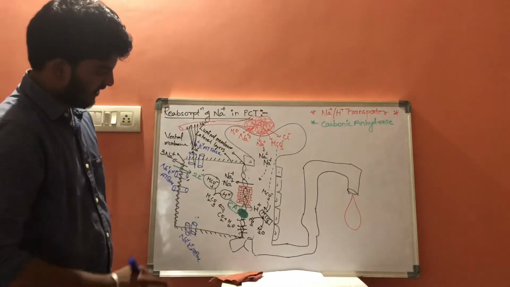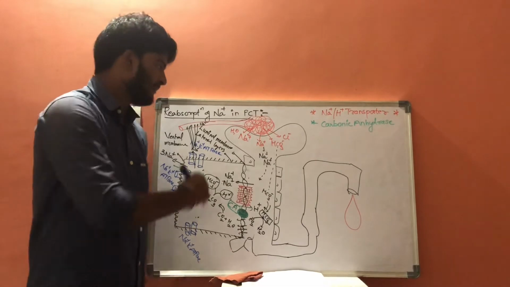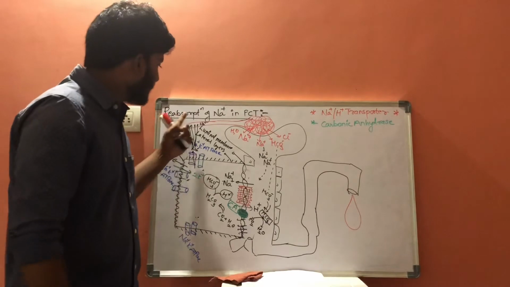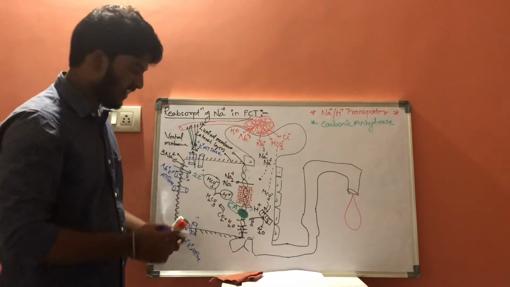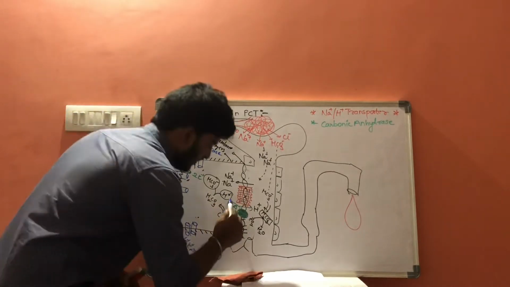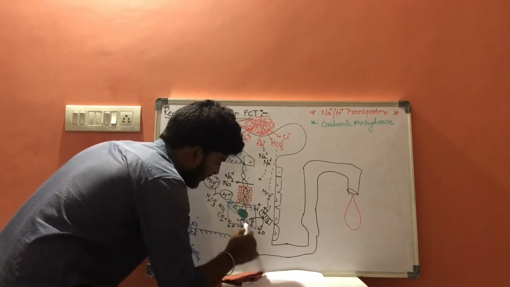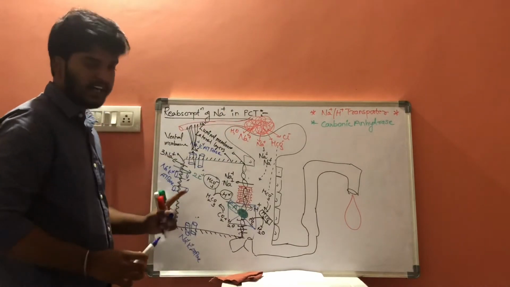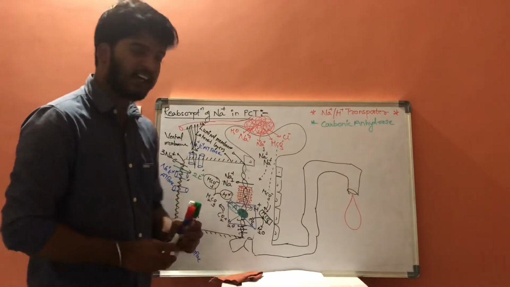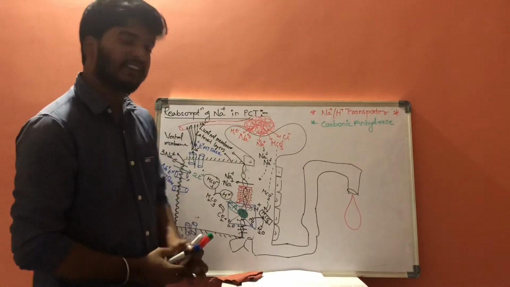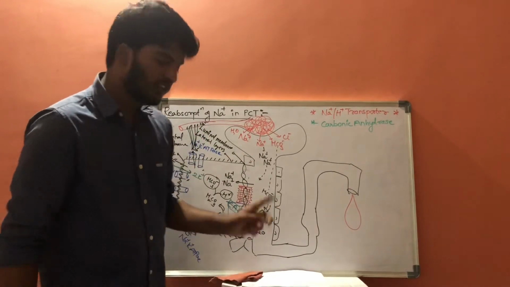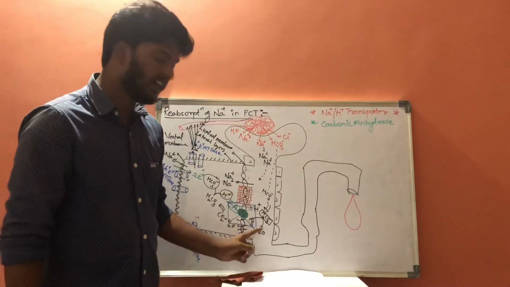So there are only two chances, but the most important type of drugs administered to affect reabsorption of sodium in the PCT is a class of drugs which blocks carbonic anhydrase. There are some groups of drugs which will block this carbonic anhydrase. If the carbonic anhydrase enzyme is blocked, then this H2CO3 cannot be cleaved into carbon dioxide and H2O.